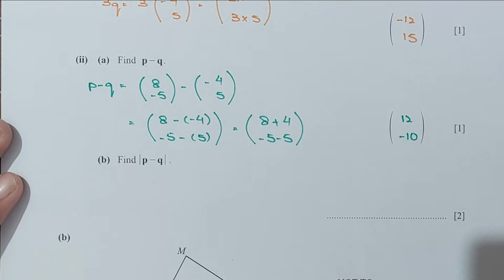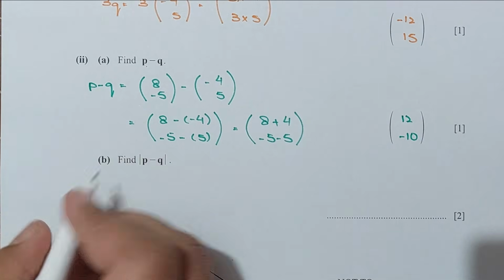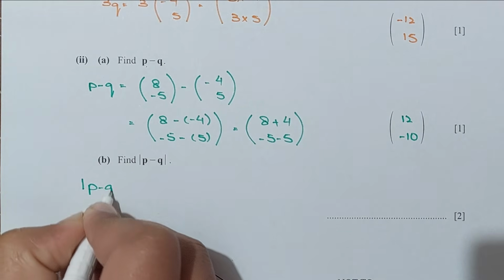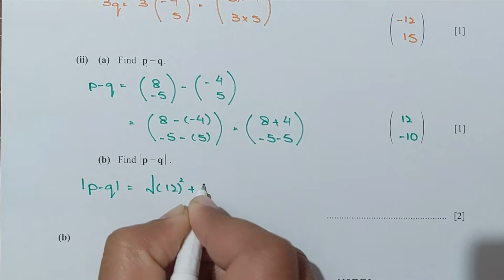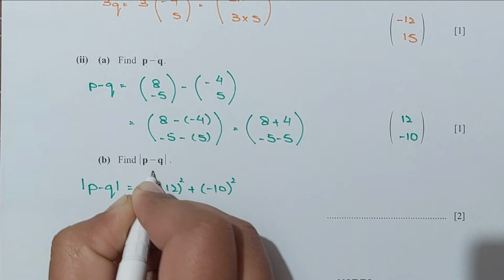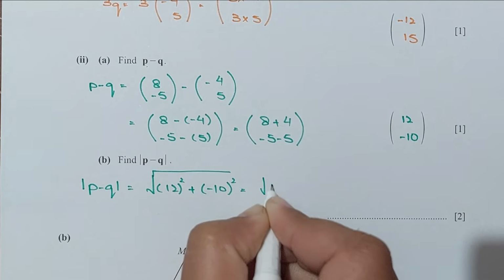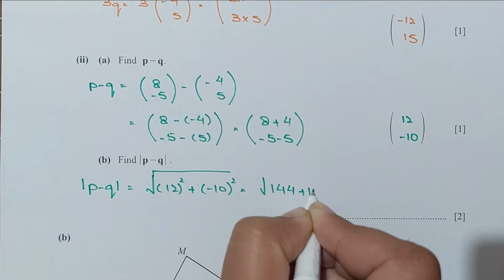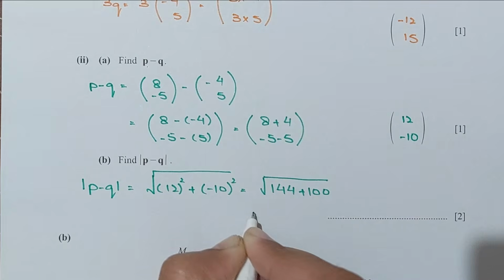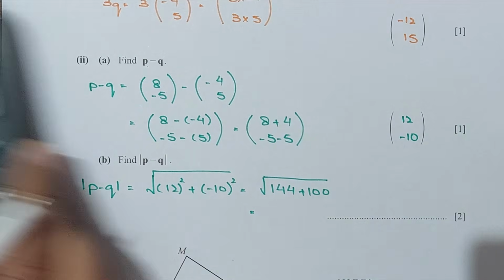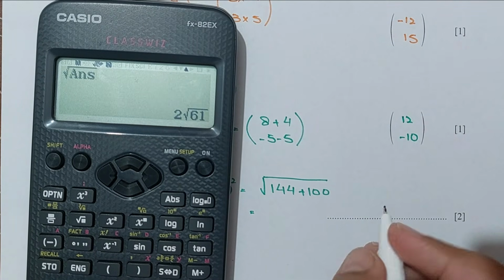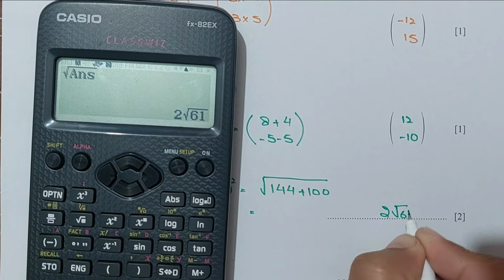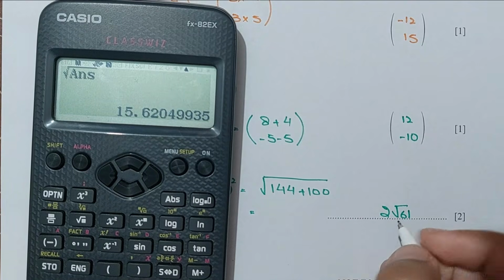Now for part B of the second is magnitude of P minus Q. So magnitude of P minus Q is equal to square root of the x component square plus the y component square. So 12 square is 144 and 10 square is 100. It is 244. 12 square plus 10 square, square root of answer, which is 2 root 61 or 15.6.